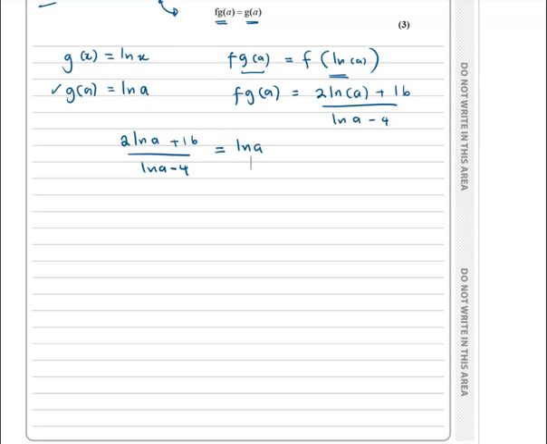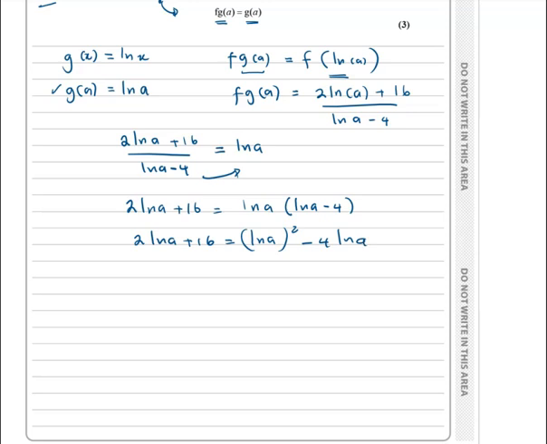When you try to solve this equation, you can see we are going to cross multiply to take this to the other side. So we have 2 ln of a plus 16 is equal to ln of a multiplied by what you have here, ln of a minus 4. Now you have 2 ln of a plus 16 equals ln of a all squared. Remember, I'm not putting the square on a, but on all of it, squared, minus 4 ln of a.